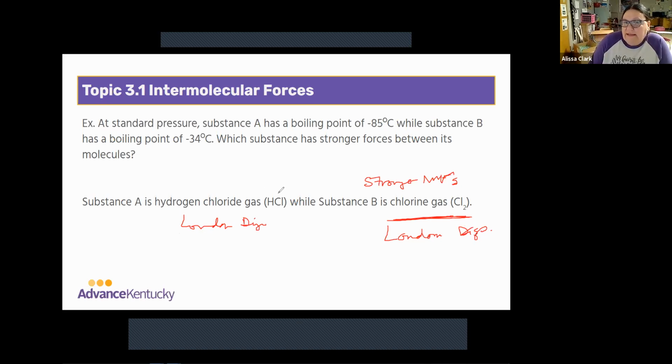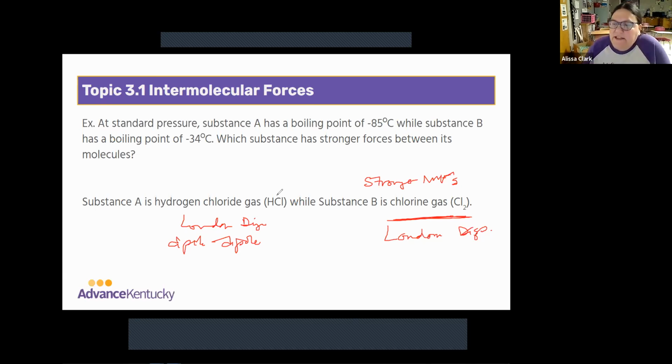Hydrogen chloride gas, an HCl molecule, is that polar? Yeah, that's a polar molecule. So if one hydrogen chloride molecule is polar and the other hydrogen chloride molecule is polar, we would get dipole-dipole forces. And then you look at, do I have an N, O, or F? No NOF, so I can't have hydrogen bonding.